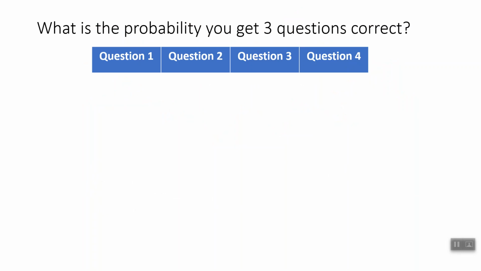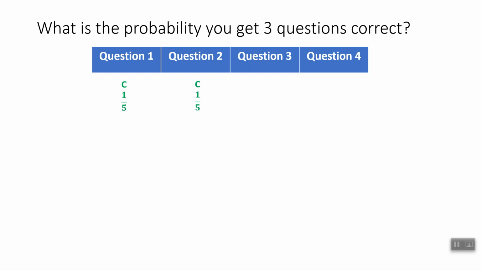So I have a little setup here so that we can keep what we're about to talk about organized, where we're going to talk about this test or quiz experience. So let's say you get the first one correct. So there's a 1 in 5 chance that can happen. Remember, there are 5 choices, one of which is correct.